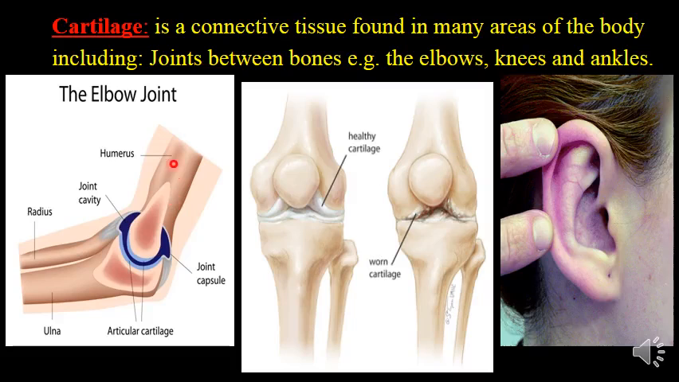In this elbow joint, you can see the articular cartilage. This light blue color is called cartilage, which helps to join two different bones. You can see the white color, healthy cartilage. If our cartilage is worn, it looks like this. It is present in the elbow, knee, and even at our ear pinna. So, cartilage helps to connect the two different bones. That's why it is called connective tissue.